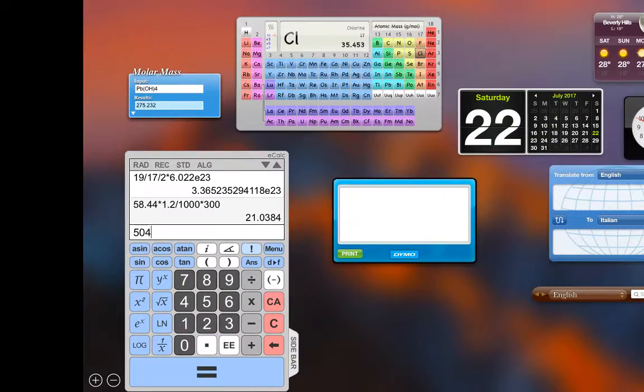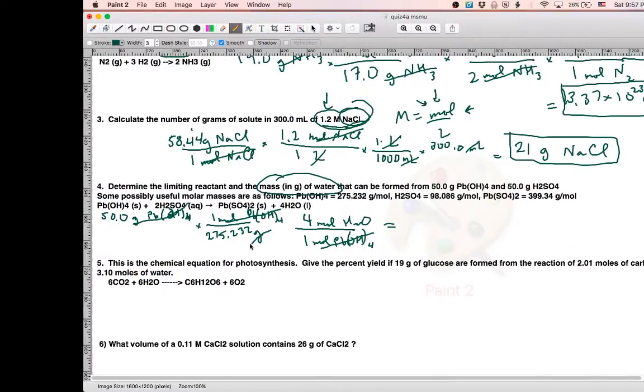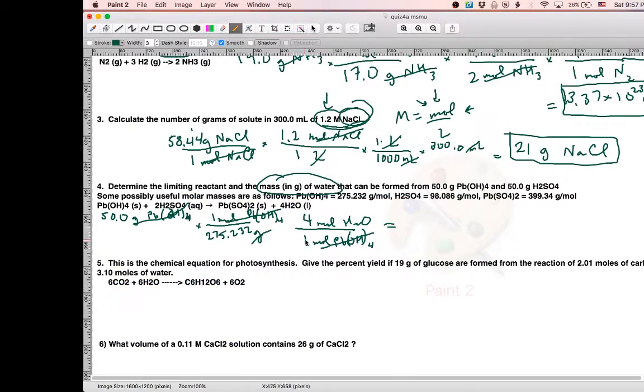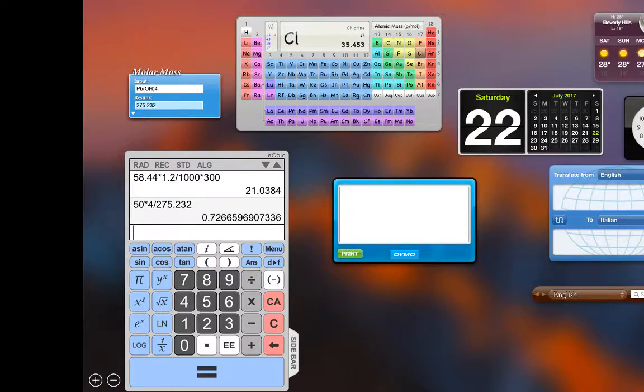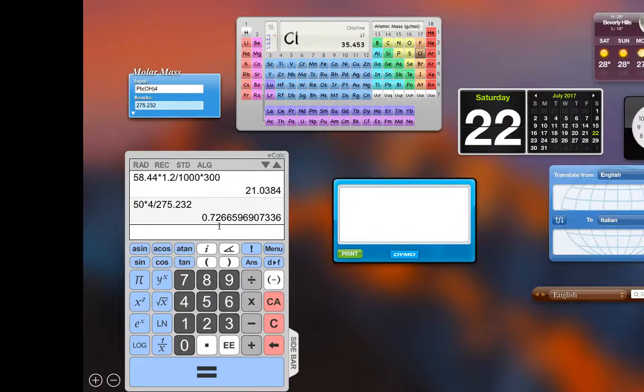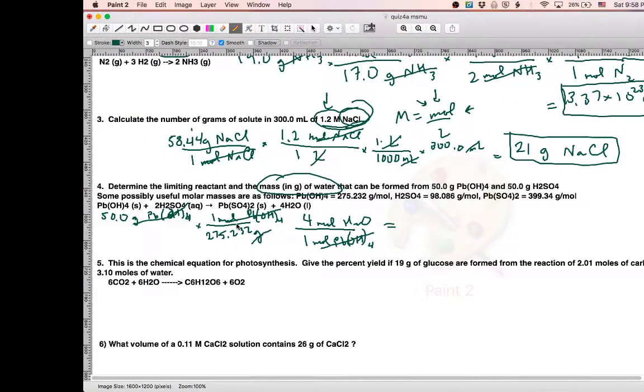Times 4 divided by 275.232. And that's it. All right. 0.727. So this is 0.727 moles. Of what? Of PbOH4. No. That's not right. It's moles of water, right? Because moles of water are not crossed out, but all the PbOH4s are crossed out.